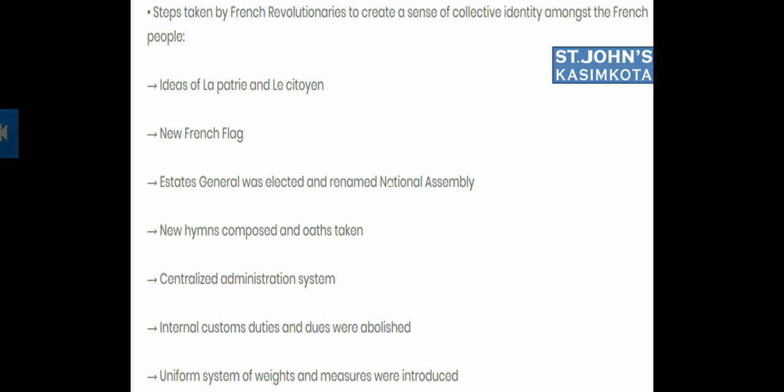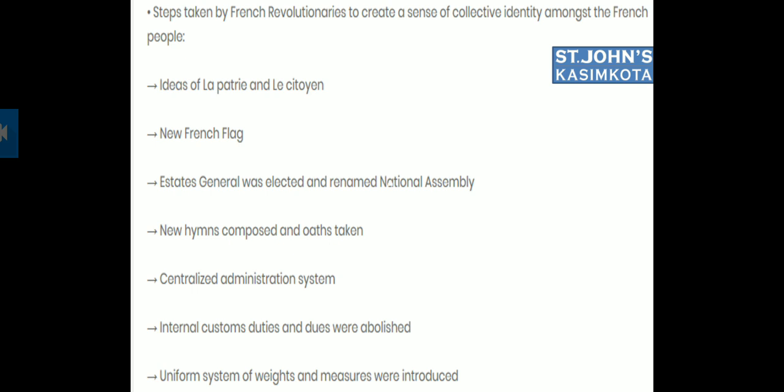Because it clearly wanted to specify that everybody is going to enjoy equal rights under the constitution. What is the second one? A new French flag, the tricolor, was chosen to replace the former royal standard. So, first step was la patrie and le citoyen. Second one was the new French flag, the tricolor, replacing the former colors.